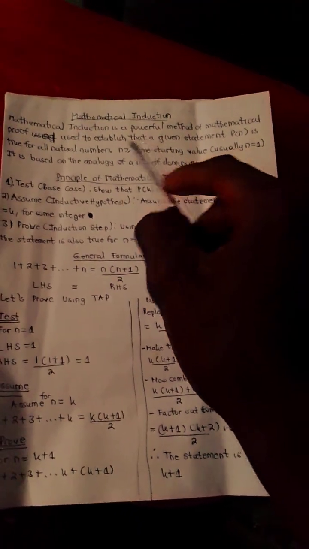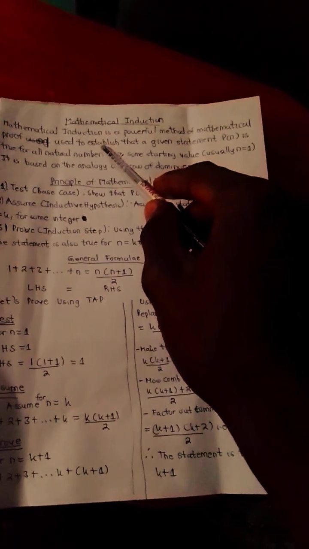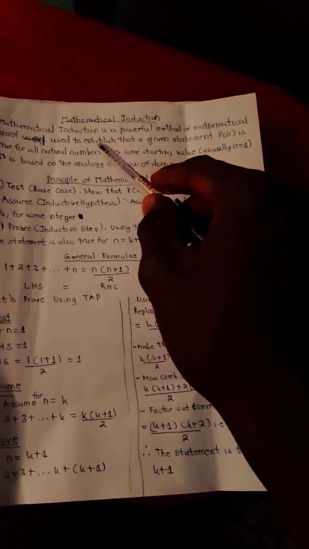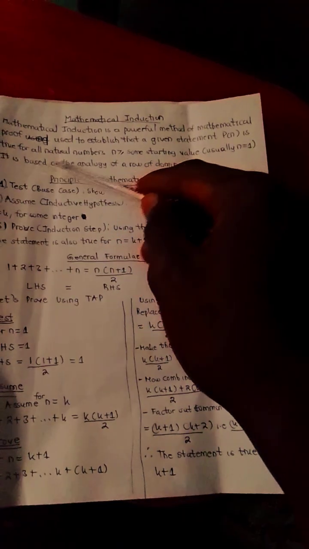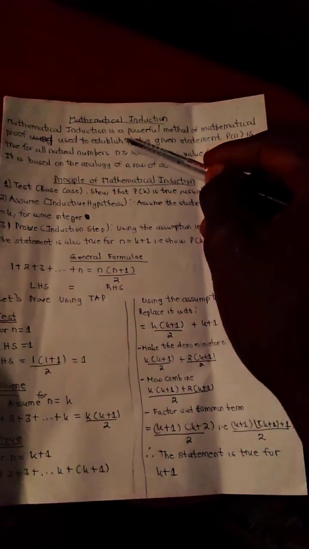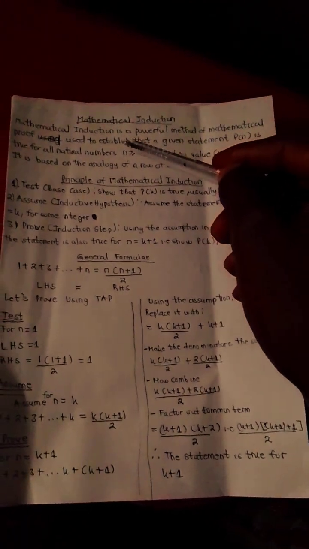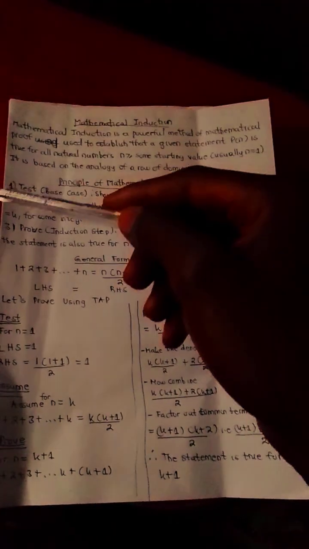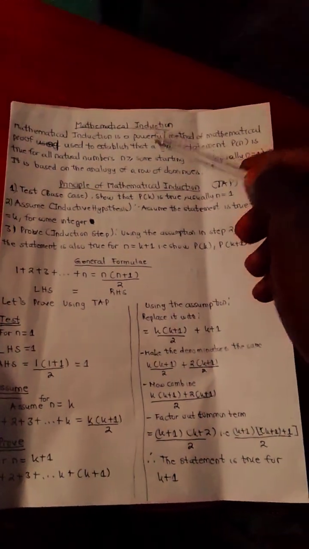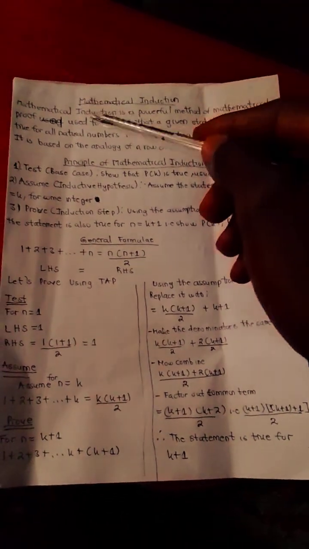One particular thing about induction is that any value you get on the left hand side must be equal to the right hand side. For example, 5 plus 5 is always equal to 10. So any value on the right hand side must be equal to the left hand side, and any value on the left hand side must be equal to the right hand side.